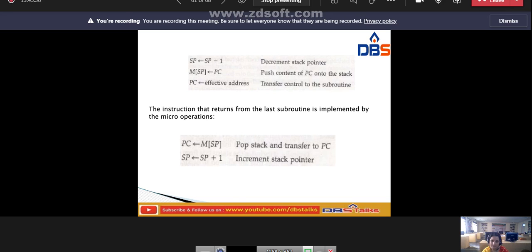This is the stack pointer, SP. We decrement the stack pointer, SP minus 1, and push the content of the PC onto the stack, and PC is the effective address. We are transferring the control to the subroutine. The instruction that returns from the subroutine is implemented by micro-operations. PC is the program counter. We pop the stack and transfer it to the program counter, and after that the stack pointer is incremented. So, these are the two operations we have.